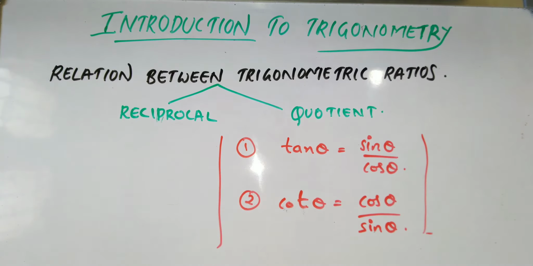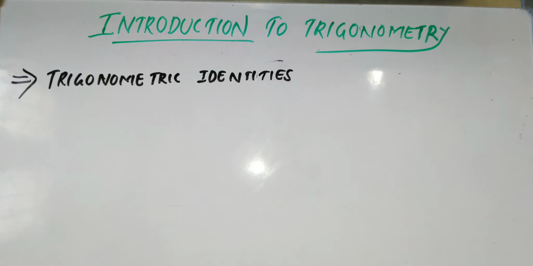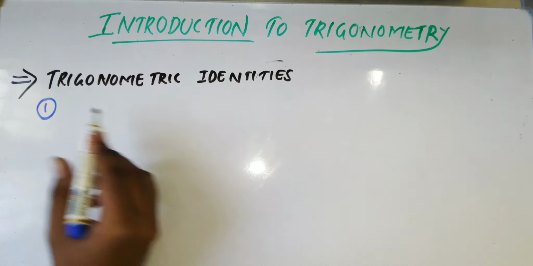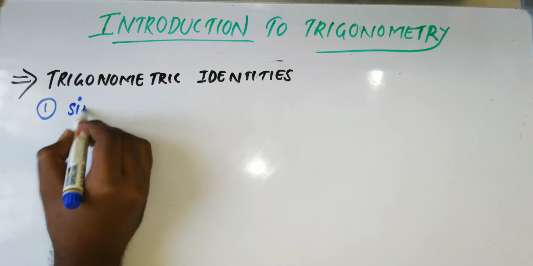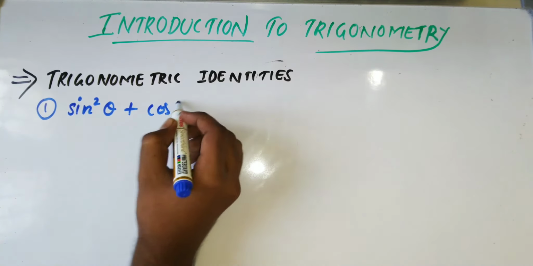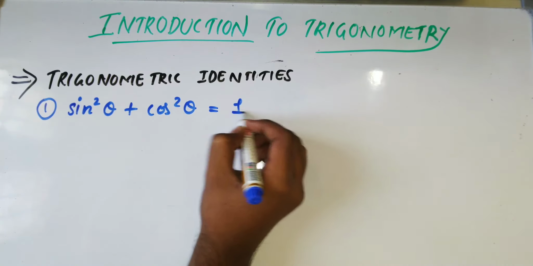Okay, so we are further moving on to the trigonometric identities. These are a few of them, and we will be discussing many more in the upcoming classes. The first trigonometric identity is sine square theta plus cos square theta is equal to 1.